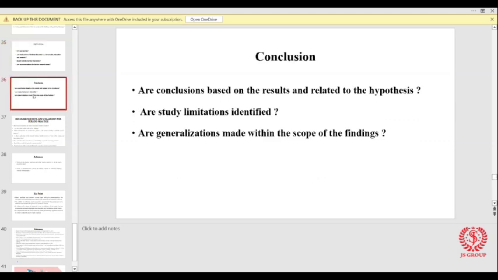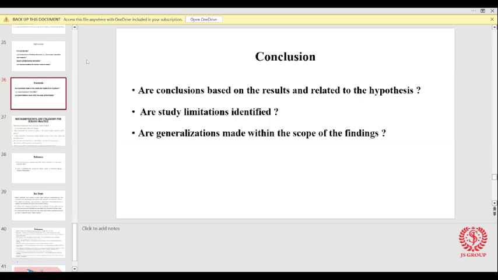Okay, conclusion. The conclusion is based on the research results and related to the hypothesis, the objectives, and the conceptual framework. So the conclusion should be based only on the research results. We should not give a vague conclusion for vague research. It should be purely based on the research results. The researcher has to write the conclusion.